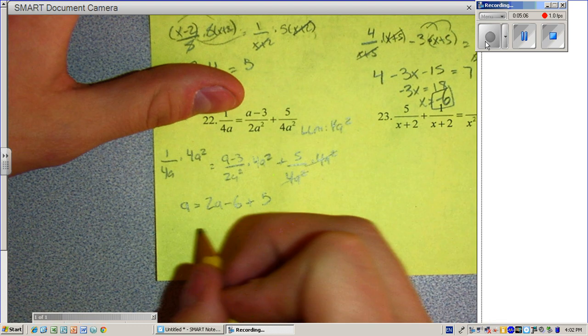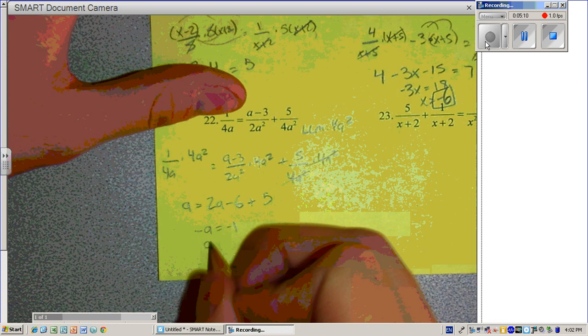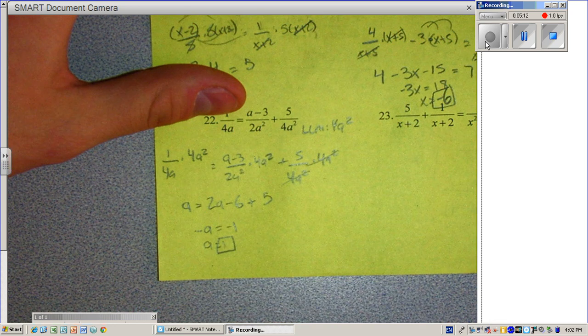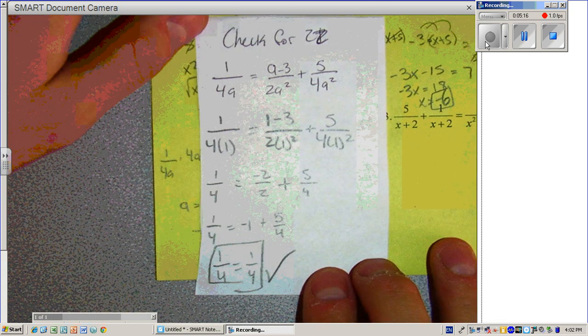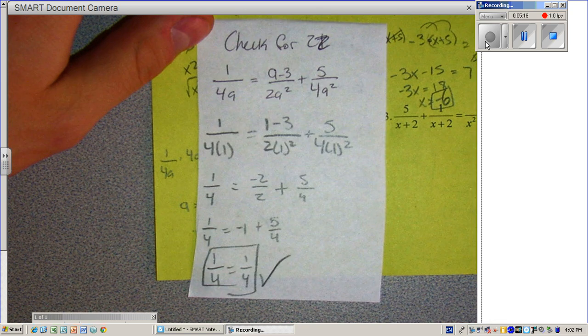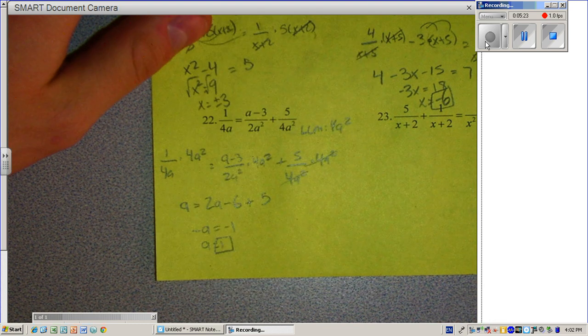Now if you solve this, you're going to get negative a equals negative 1. So a equals 1. Now here's the check for number 22. Wherever I saw an a, I'm going to substitute 1 in. Simplify, simplify. I get 1/4 equals 1/4. Okay, on to number 3.